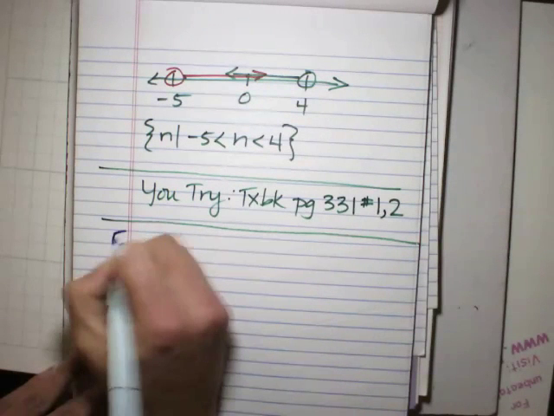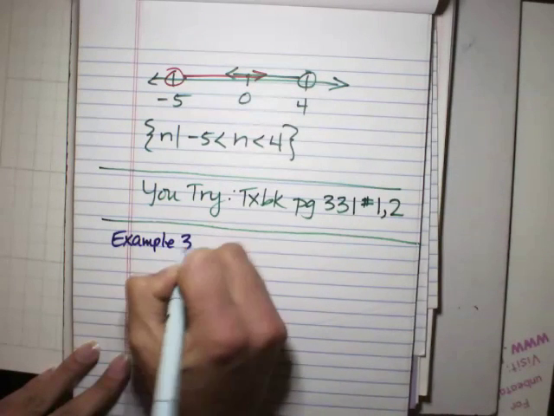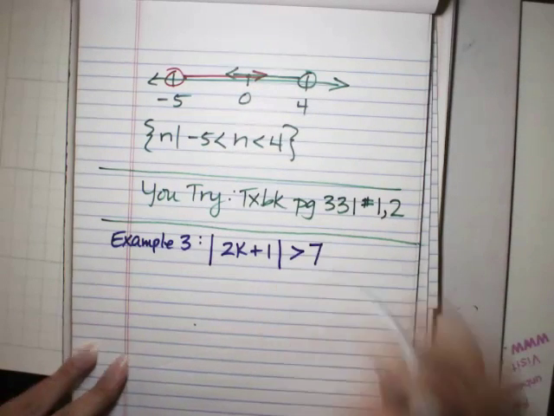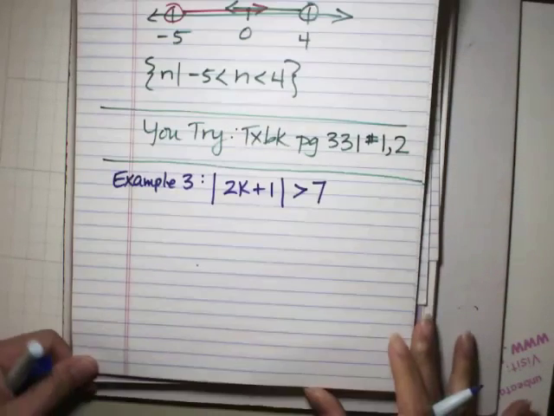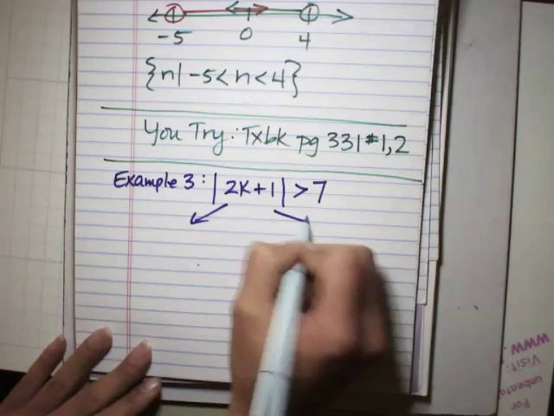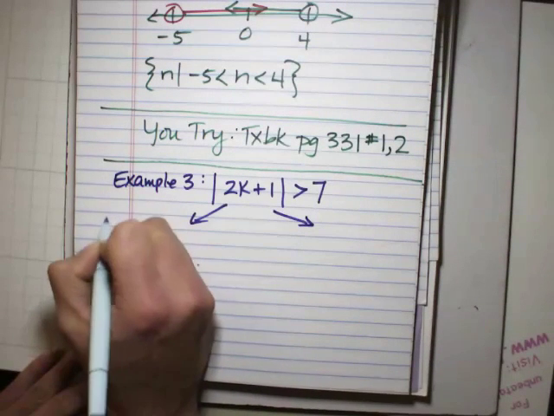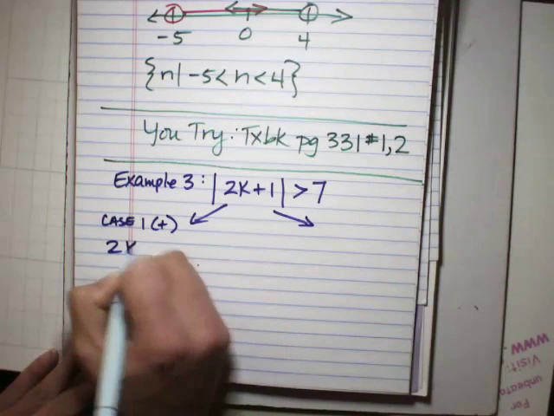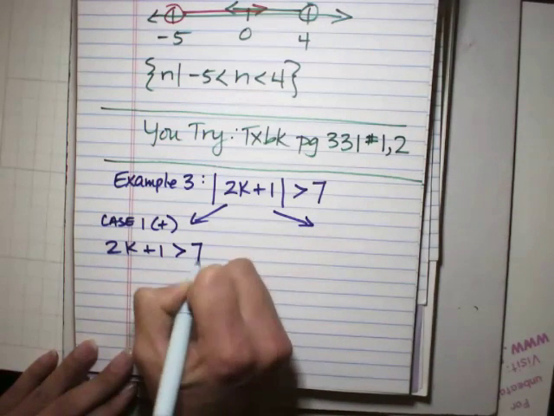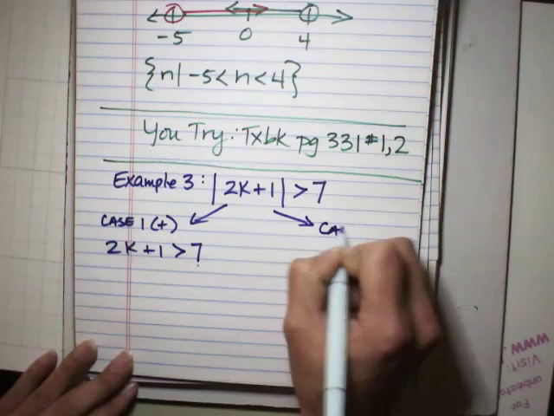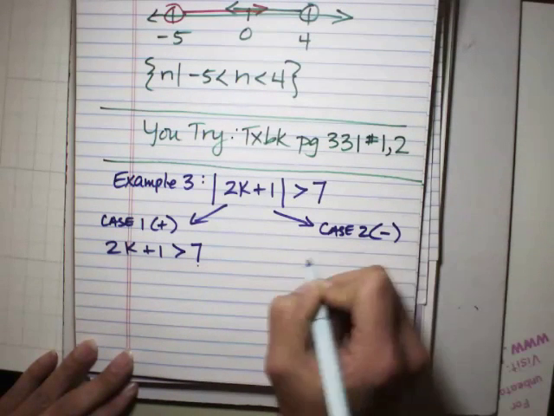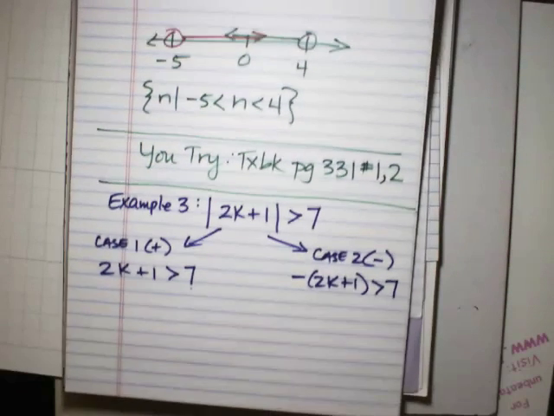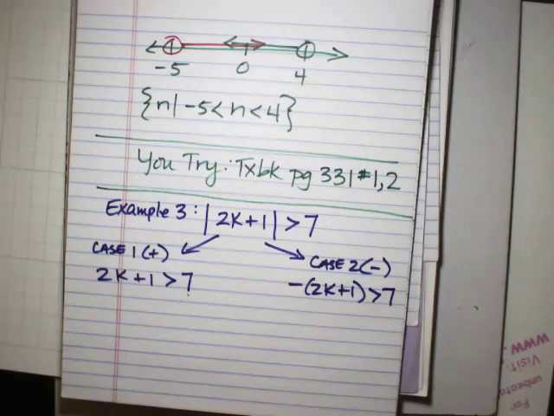Why don't we try now another example? Call this example number 3. 2k plus 1 is greater than 7. Okay. Again, we're talking about two cases. We're going to break it out into the positive case, so case 1 is a positive case. 2k plus 1 is greater than 7. Or case 2, which is the negative case, negative 2k plus 1 is greater than 7. Take a second to solve this.